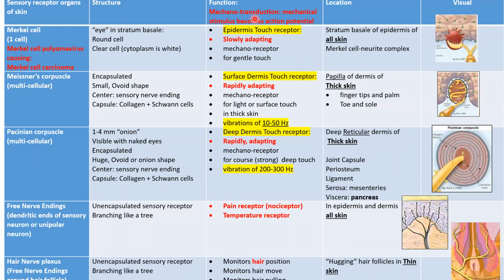Mechanotransduction. You guys know what transduction means? That there is a mechanical stimulus that becomes action potential. That's what these touch receptors do, guys. So why? Because there are probably sodium channels there, all kinds of channels, okay?